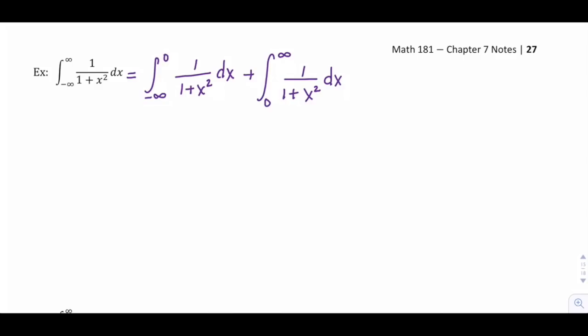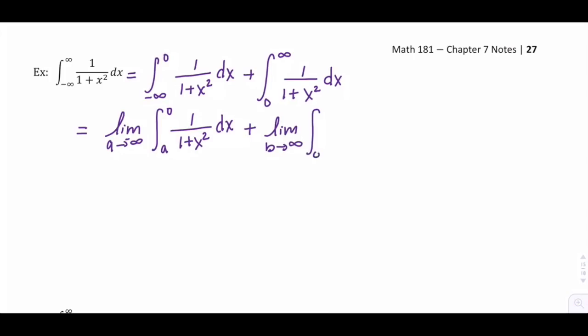This becomes the limit as, let's go ahead and use a for this first integral, a goes to negative infinity of the integral from a to 0 of 1 over 1 plus x squared dx. Plus, and for the second one we'd have to use a different letter. So maybe b, the limit as b goes to positive infinity of the integral from 0 to b of 1 divided by 1 plus x squared dx.